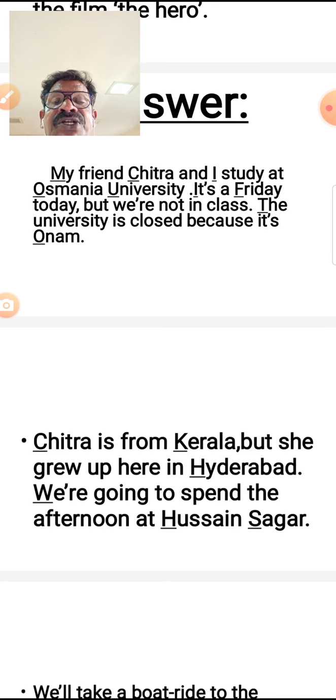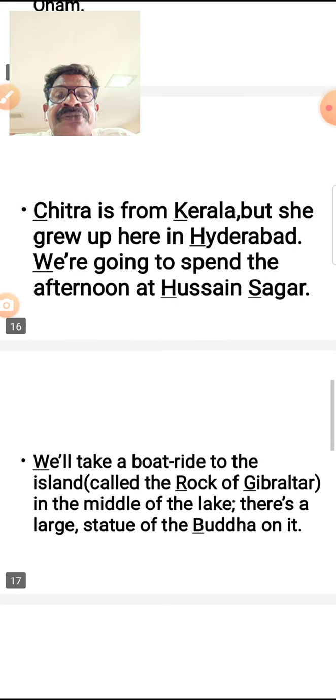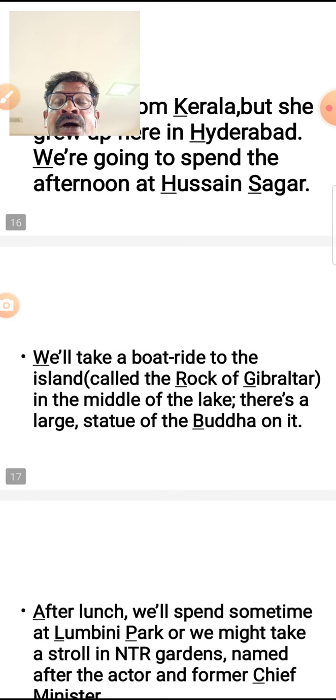Once again, we are going to spend the afternoon at Hussain Sagar. Once again, W is being underlined, and Hussain Sagar is a place name, so that is why H is underlined and S is also underlined. And now we will take a boat ride to the island. Once again, W is being underlined. Island called the Rock of Gibraltar. This is the name, so that is why R, rock, geographical place, right? R is being underlined. Gibraltar, once again, G is being underlined.